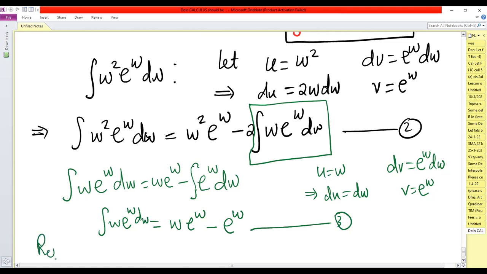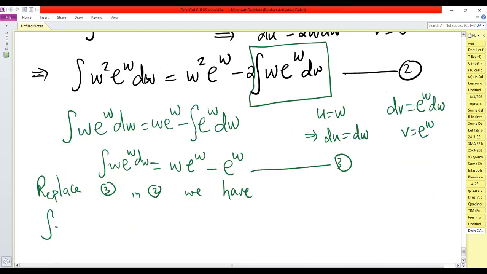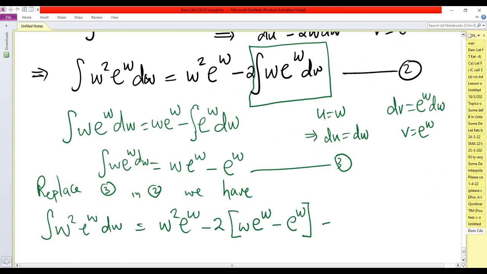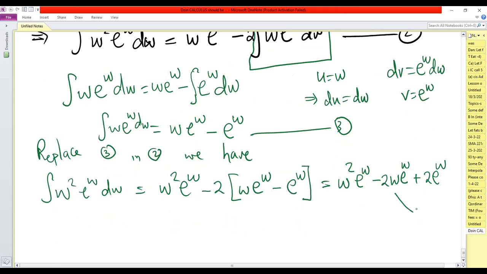So replacing 3 in 2, we have that the integral of w squared e raised power w will be w squared e raised power w minus 2 into w e raised power w minus e raised power w, which is w squared e raised power w minus 2w e raised power w plus 2 e raised power w. So let me call this one 4.